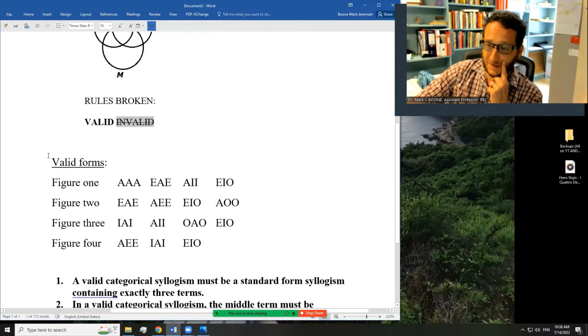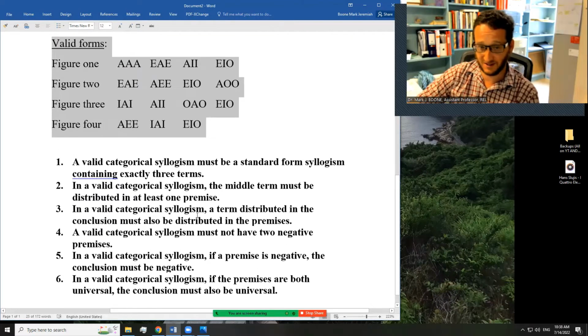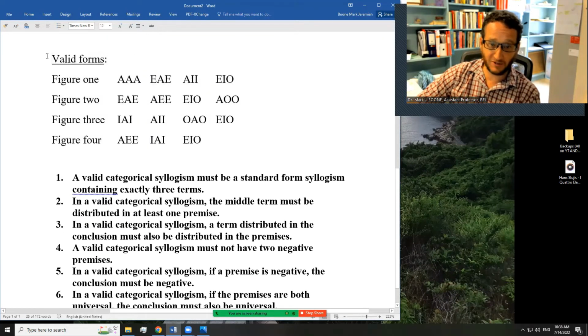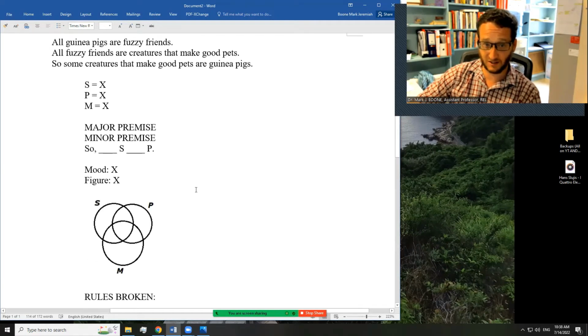Now, since I'm not assuming that you've memorized, and I don't even have memorized at this time, either this or the 6 rules, I've memorized both of them in my time, but I don't keep them all in my head at this time. We're going to keep this handy. You may have to memorize this for your logic class if you're taking a logic class. Anyway, let's do it.